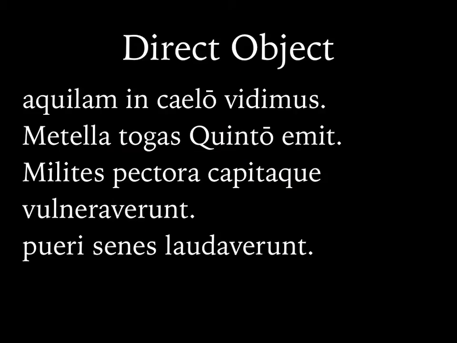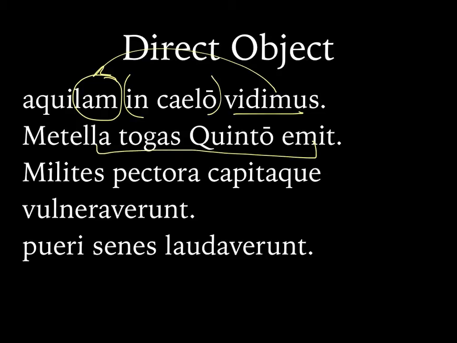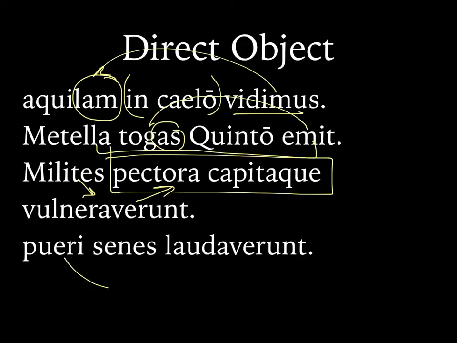So we've now moved on to the direct object. The direct object is always going to be in the accusative case. We saw the eagle in the sky. Metella buys togas for Quintus. The soldiers wounded their chests and heads. Both of those are the direct object. And the boys praised the old men.